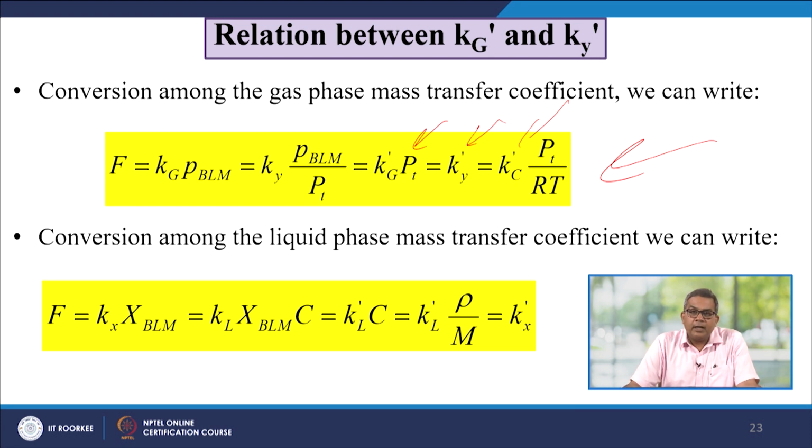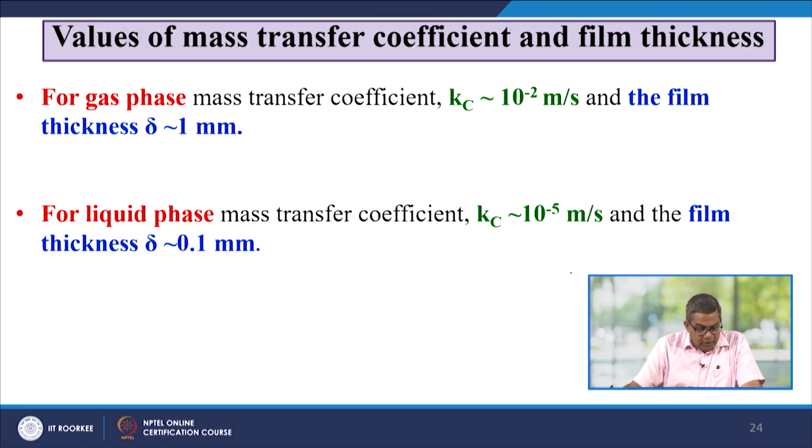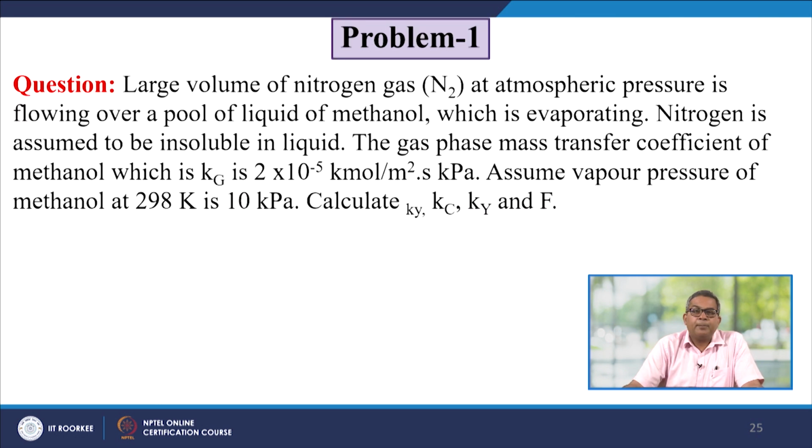And for the conversion among the liquid phase mass transfer coefficients, we can write like this. Now for gas phase mass transfer coefficient, Kc is almost equal to 10 to the power minus 2 meter per second, and the film thickness delta is about 1 mm. For liquid phase, the mass transfer coefficient Kc is around 10 to the power minus 5 meter per second, and the film thickness delta is around 0.1 mm.